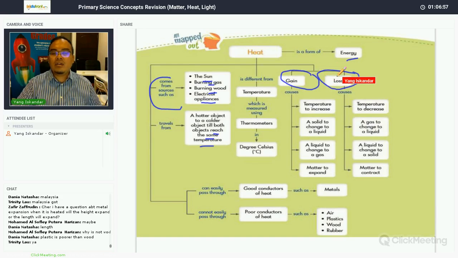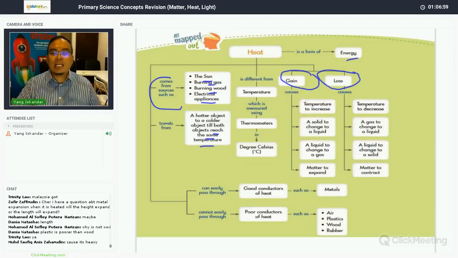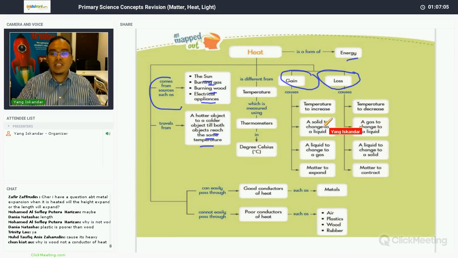Now, heat can be gained or lost. Very important: heat gain or heat loss. What happens when an object gains heat? Number one, the temperature increases. A solid can change into a liquid. A liquid can change into a gas, and it causes matter to expand.